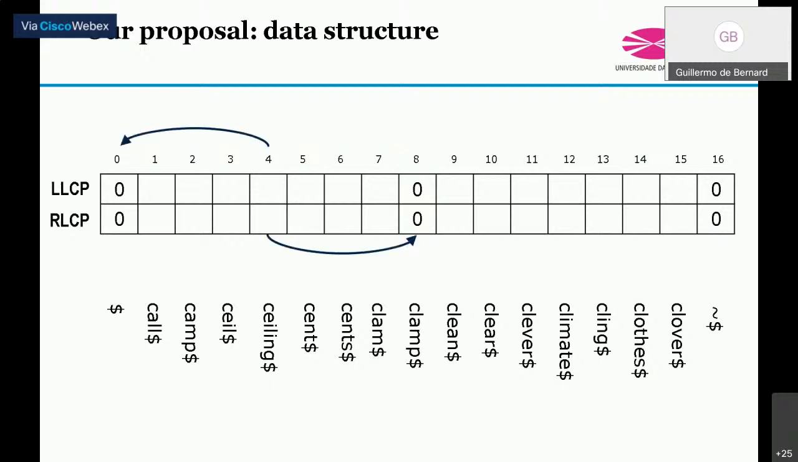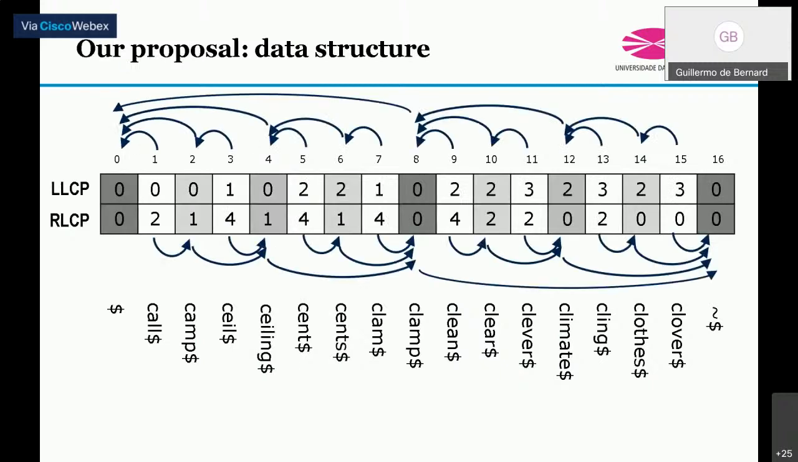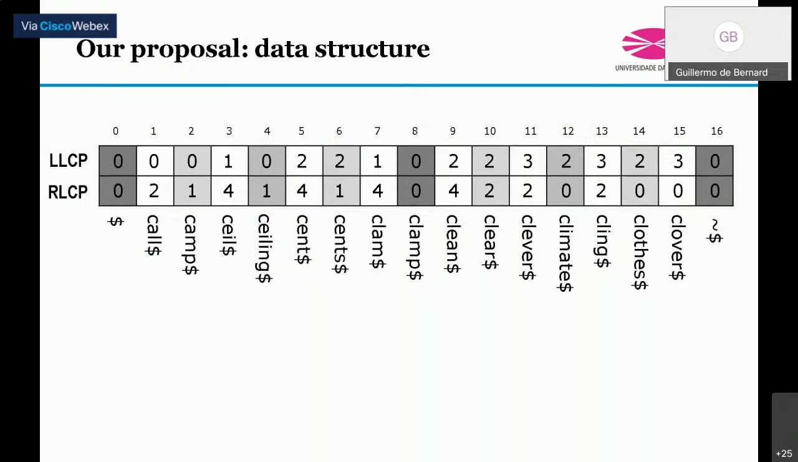For instance, at position 4, our LLCP is again 0 because the string at position 0 is a marker. It has no common prefix with the string at position 4. But our RLCP is 1 because ceiling at position 4 shares the first character in common with clamp, the string at position 8. And we essentially do this recursively in all the fragments of the array until we have LLCP and RLCP built. And then we use these LCP arrays to remove the corresponding prefixes of each string.